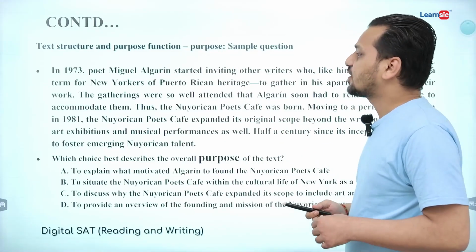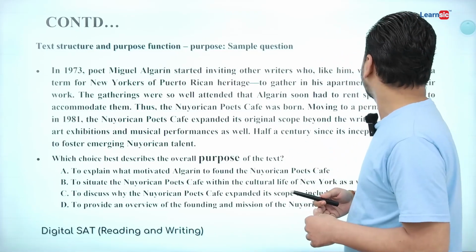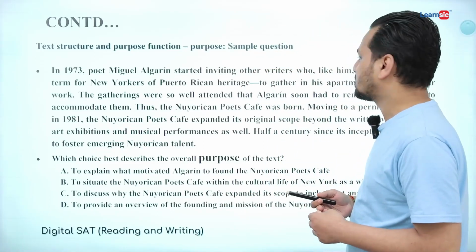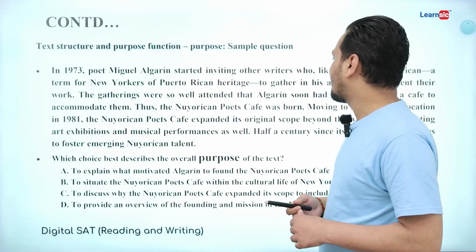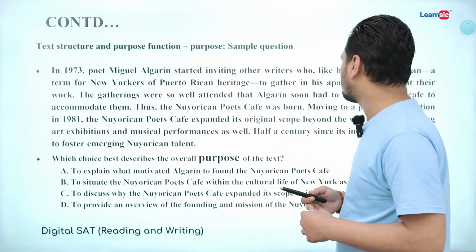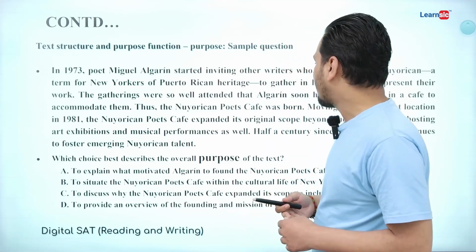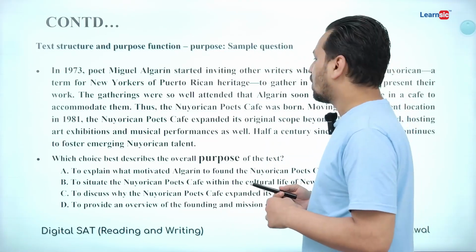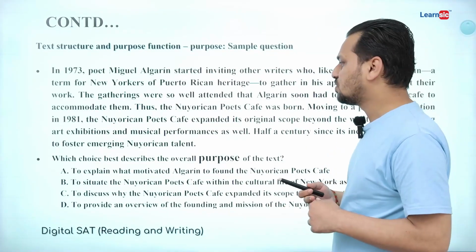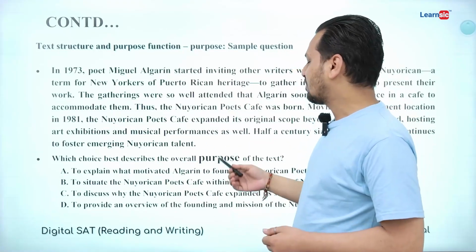So in 1973, poet Miguel Algarin started inviting other writers who, like him, were Nuyorican, a term for New Yorkers of Puerto Rican heritage, to gather at his apartment to present their work. The gatherings were so well attended that Algarin soon had to rent space in a cafe to accommodate them. Thus, the Nuyorican Poets Cafe was born. Moving to a permanent location in 1981, the Nuyorican Poets Cafe expanded its original scope beyond the written word, hosting art exhibitions and musical performances as well. Half a century since its inception, it continues to foster emerging Nuyorican talent. So which choice best describes the overall purpose of the text?